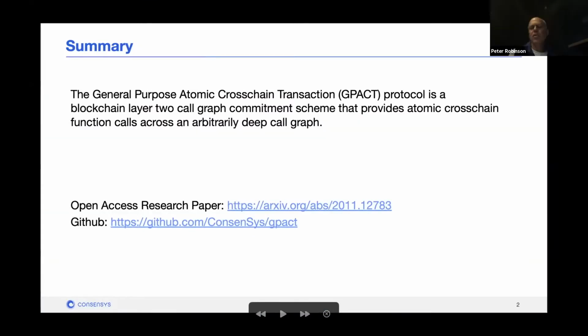Today I'm going to talk about a general purpose atomic cross-chain transaction protocol. It's a blockchain layer 2 call graph commitment scheme that allows you to do atomic cross-chain transactions. And so I guess I really do need to unpack that. But before I do, please note that there's a paper on arXiv which explains it in great detail. There's an open source repo as well, which you can have a look at too.